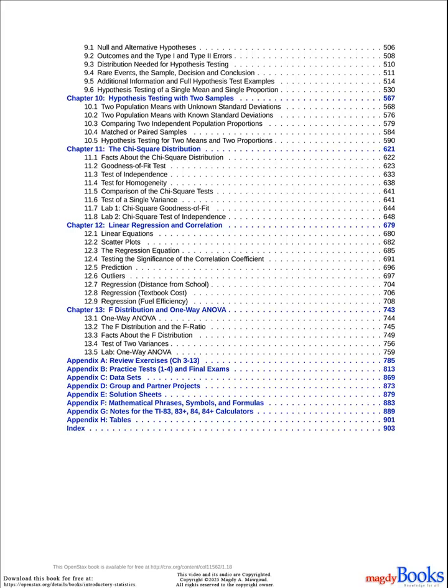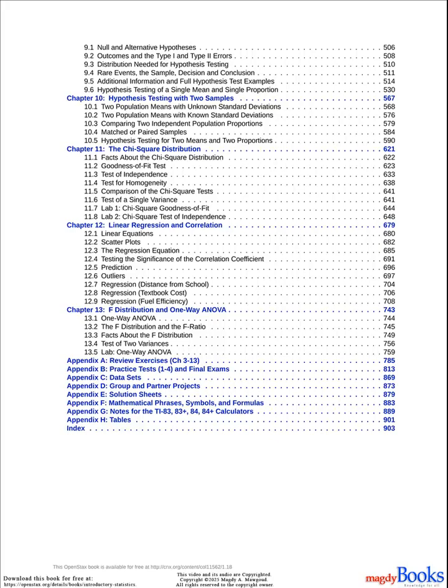Chapter 10. Hypothesis testing with two samples. 10.1. Two population means with unknown standard deviations. 10.2. Two population means with known standard deviations. 10.3. Comparing two independent population proportions. 10.4. Matched or paired samples. 10.5. Hypothesis testing for two means and two proportions.